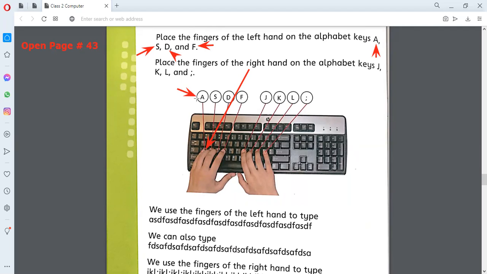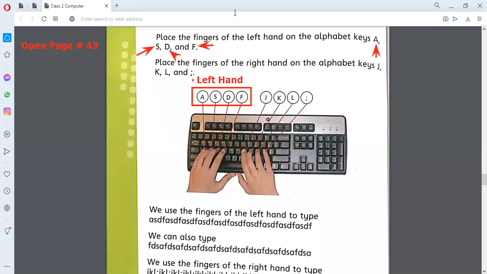So in this way, we are placing our hand on the keys. What are those keys? A, S, D, and F. So we have to place our left hand on A, S, D, F. If someone asks on which keys we place our left hand, the keys are A, S, D, F. ASDF is for the left hand. Let me write it here for you. We have to place our left hand on ASDF.